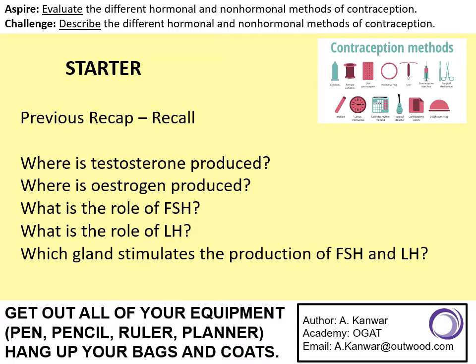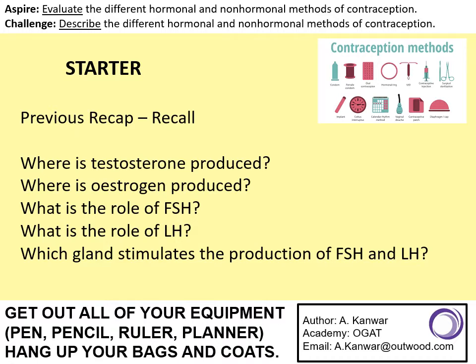Okay, so let's go through these questions. Where is testosterone produced? It is produced in the testes. T-E-S, T-E-S. That's your answer for that one. Number 2, where is estrogen produced? It is produced in the ovaries, and the easiest way to remember it is oestrogen, ovaries.